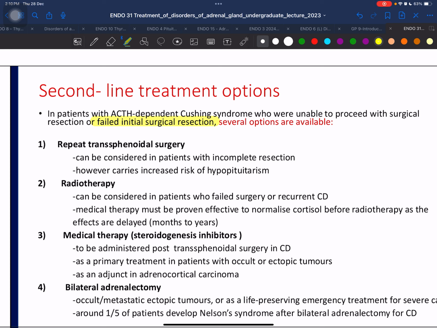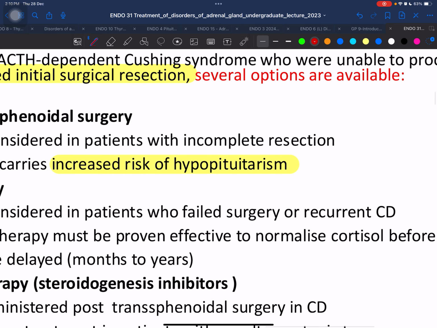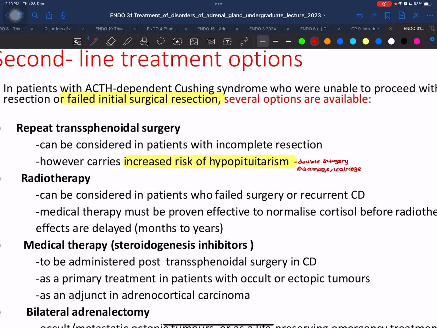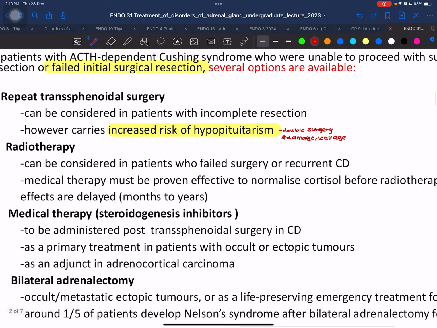But when you go in for surgery the second time, there's increased risk of hypopituitarism because you are going near the pituitary gland, you are causing harm to the pituitary gland for the second time. Increased risk of hypopituitarism, alright? Radiotherapy can also be done in patients who failed surgery or have a recurrent Cushing's disease. Somehow, many years later, they get another adenoma, even after the first adenoma has been resected, for example, okay?